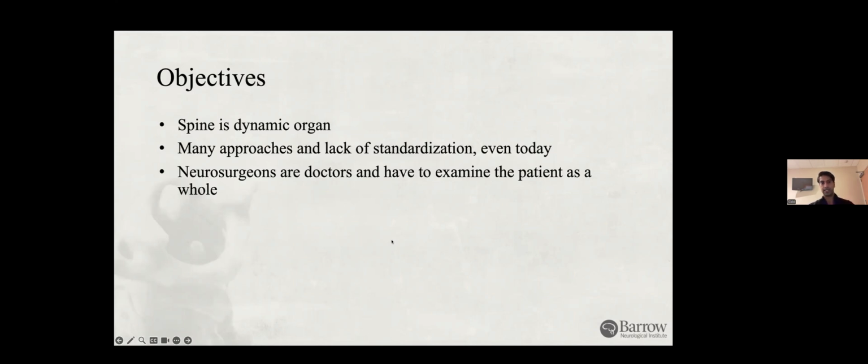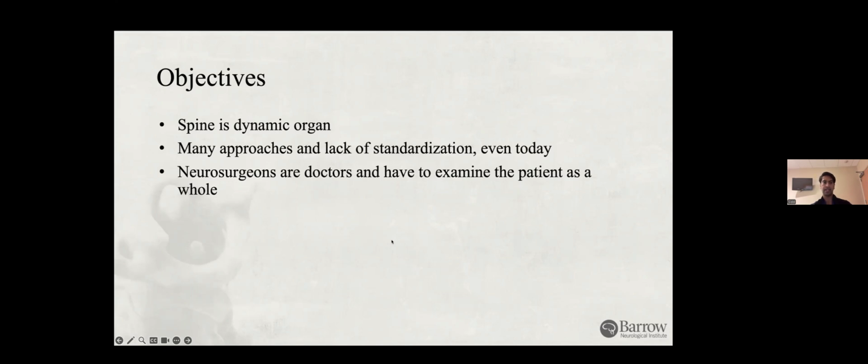The second part is that there are still many approaches and a lack of standardization even today. Something we say often is that you could go down the street, and whereas one spine surgeon might be recommending a minimally invasive approach, the other spine surgeon might instead recommend a very maximal open approach to the same pathology. So there's really a lack of standardization, and a lot of the classification systems and approaches that I go through today are an attempt at trying to standardize it.